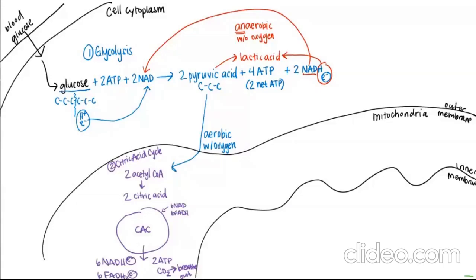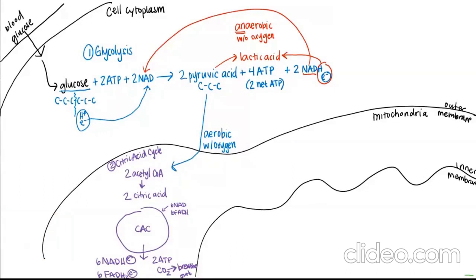Now we're ready to address our third and final step. This is the electron transport chain. Do this in green. The electron transport chain is going to occur across the inner mitochondrial membrane.